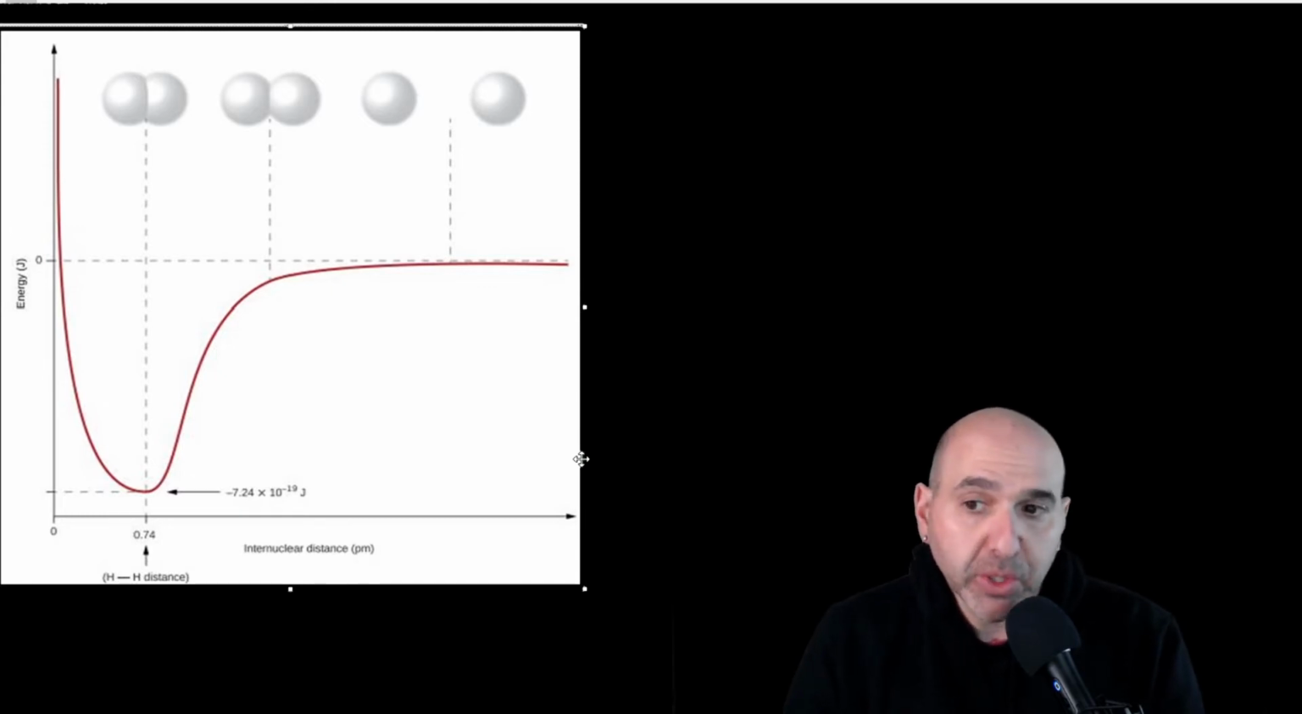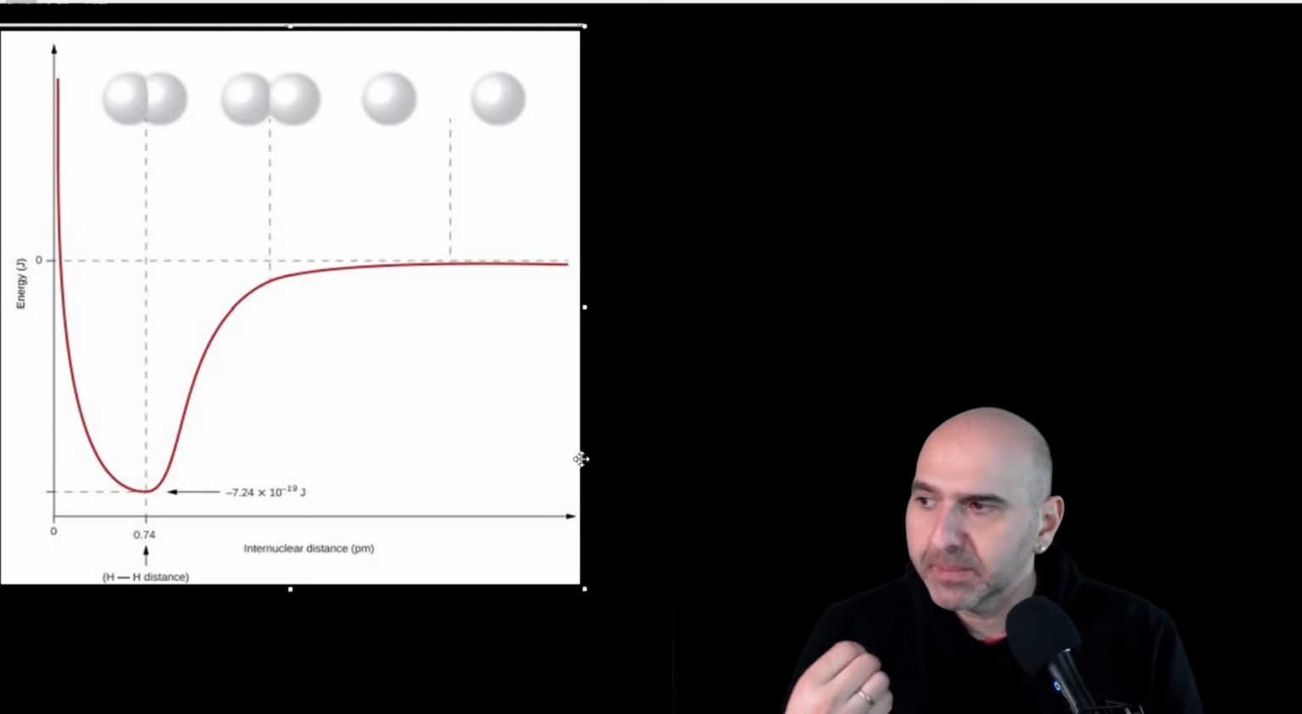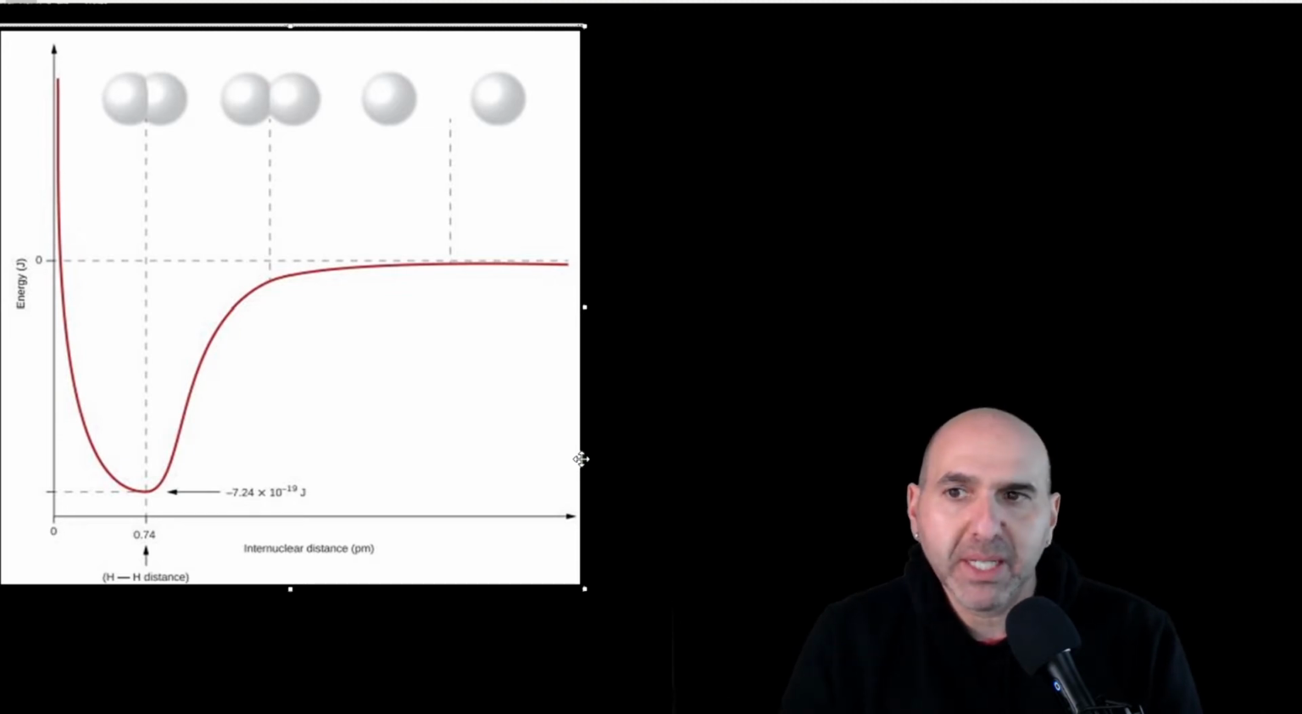If they get any closer, then the nuclei start to repel each other, and you can see the potential energy goes up to infinity. Now, the formation of covalent bonds is spontaneous if the overall process results in a system with lower potential energy, and forming covalent bonds is always an exothermic process. It always gives off energy. Breaking covalent bonds requires energy.